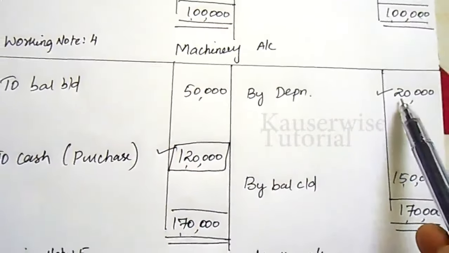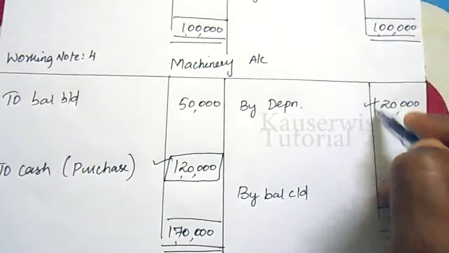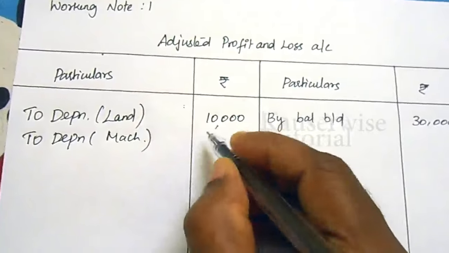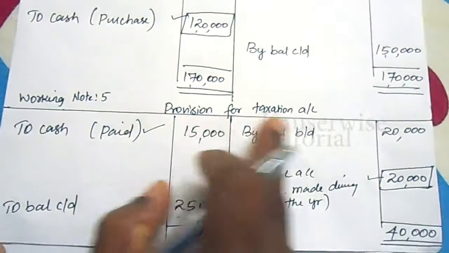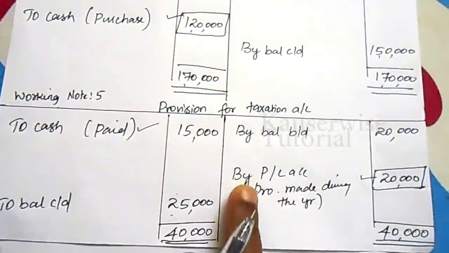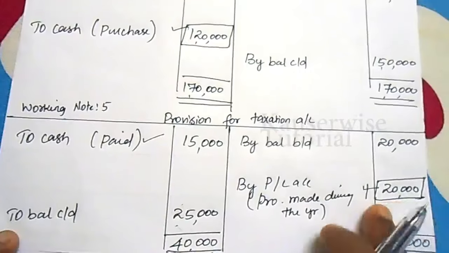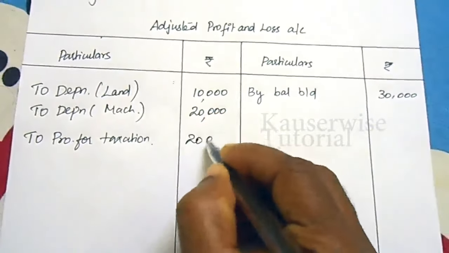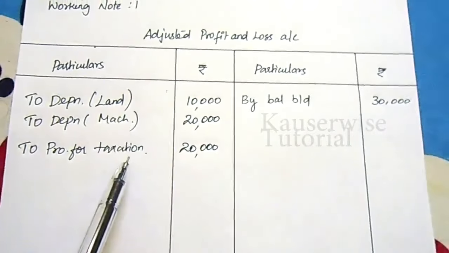Now look at the machinery account. Here also we have entered depreciation. How much? 20,000. Again this will be recorded under the debit side of the adjusted profit and loss account. To depreciation for machinery, how much? 20,000. Look at the next ledger, provision for taxation. Here we have made provision. How much? Current year provision, 20,000. This will be entered under the debit side of the adjusted profit and loss account. That is the provision made during this year, 20,000. This amount we have taken from working note 3. This one is working note 4 and this one is working note 5.